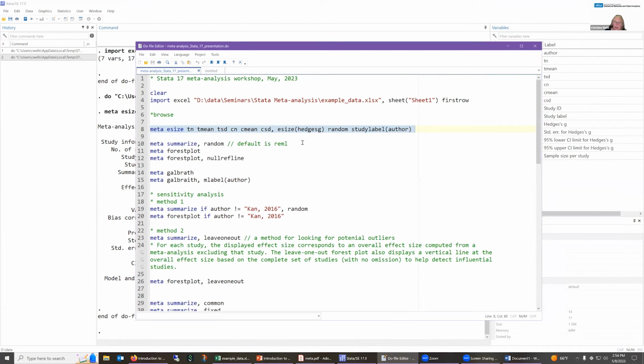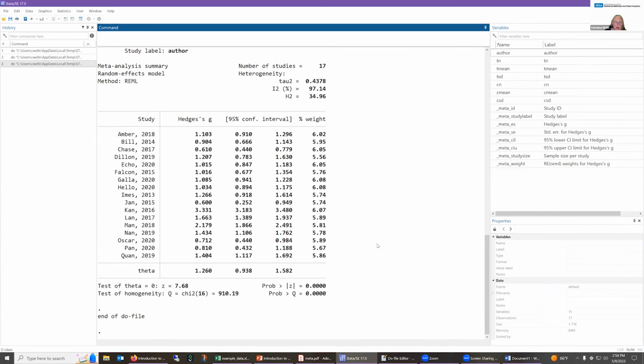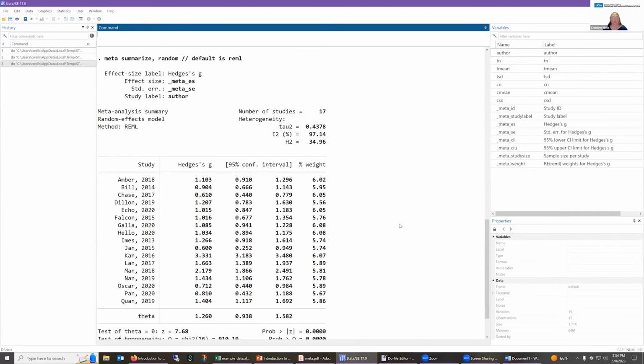The default is REML, so I don't need to put that there, but let's run the command and see what we get. All right, so finally, data analysis output. We're feeling good here. Always look up here at your summary, make sure that things are the way that you are expecting them to be, that the number of studies is the number that you're expecting. Here's our tau squared, our I squared, and our H squared.